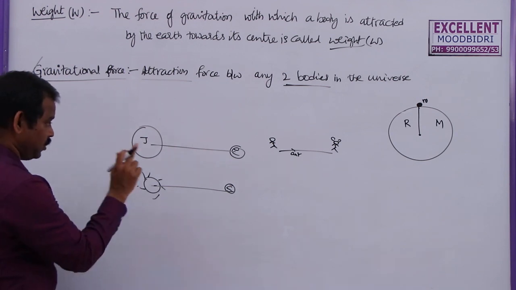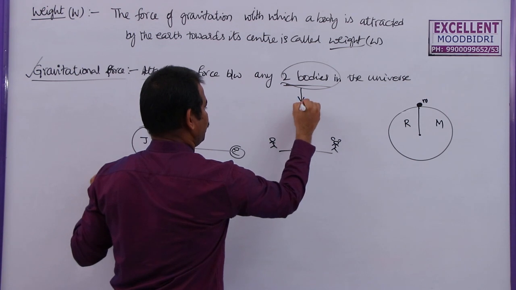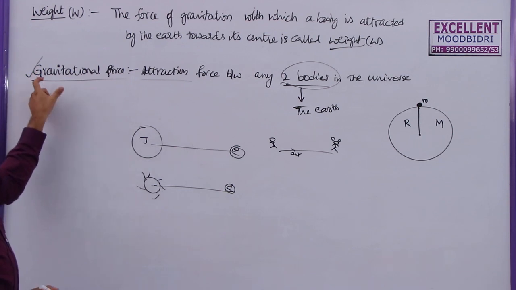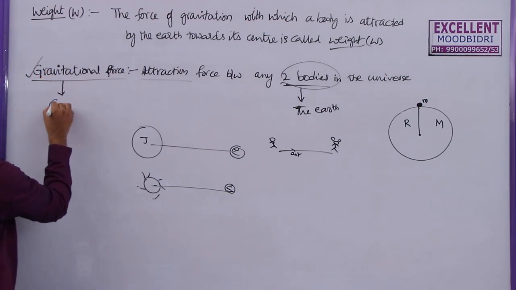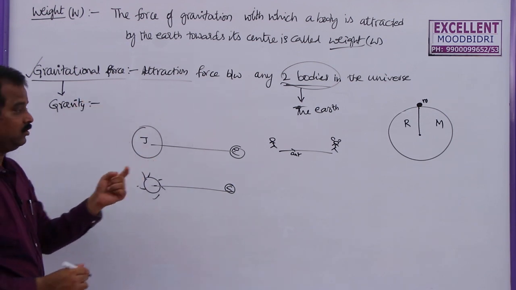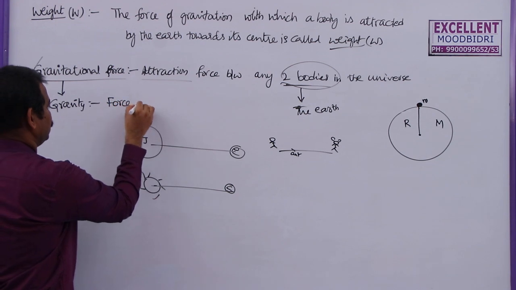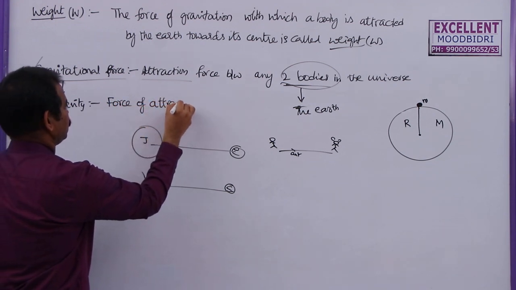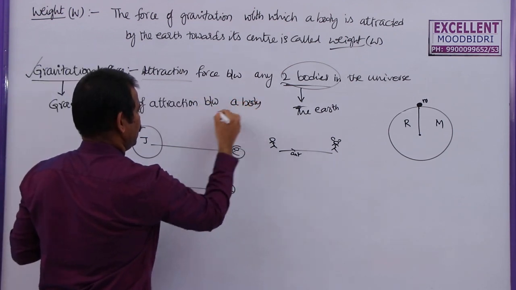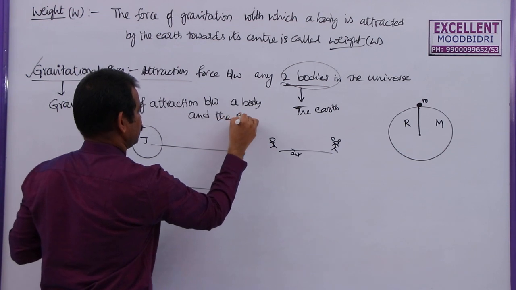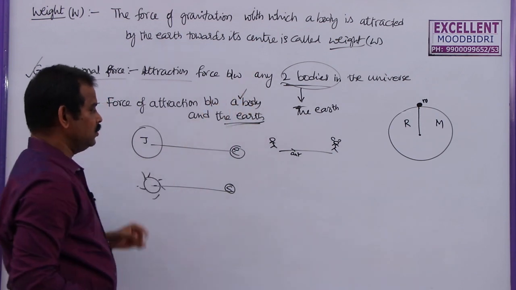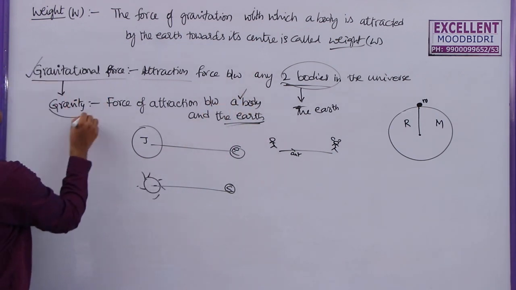But if one of the bodies in these two is the earth, then this force is simply known as gravity. So please remember this one. Gravity is the force of attraction between a body and the earth. So one of the bodies must be earth, the other body may be anything. Then this force is called gravity.